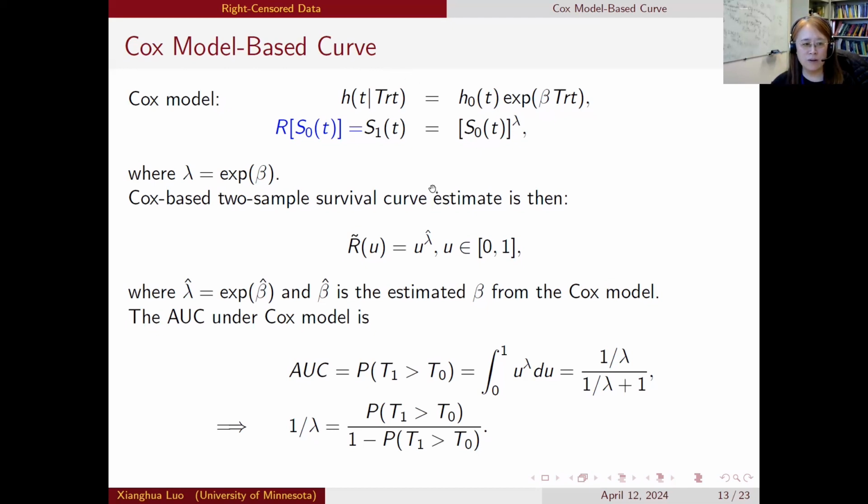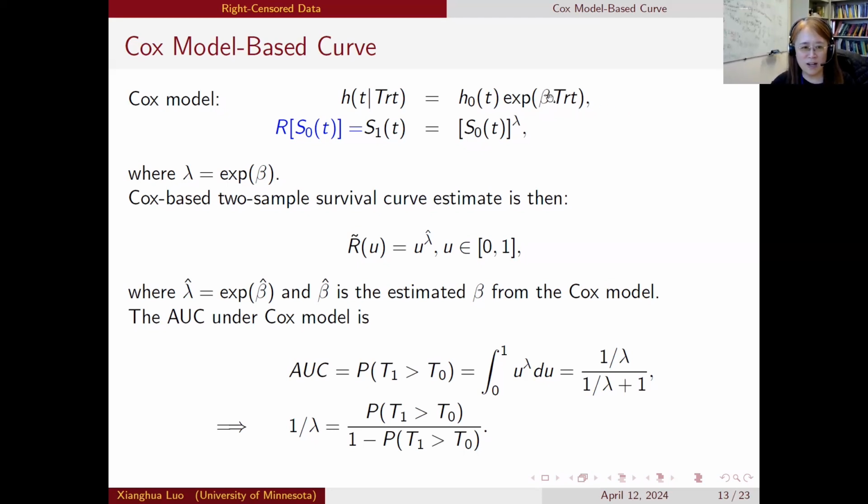So everyone knows how to estimate the unknown parameter in the Cox model in this case. I should say that lambda is just the exponentiated beta. Beta is the familiar treatment hazard ratio.